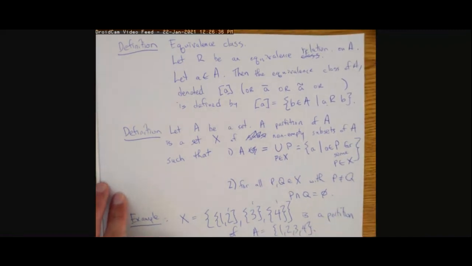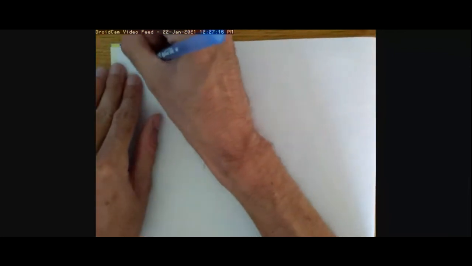And I like to think of a partition as just like breaking up a set into little puzzle pieces or something. Okay, so we have partitions and equivalence classes, and there's an equivalence between those two notions. So we can write down a proposition.